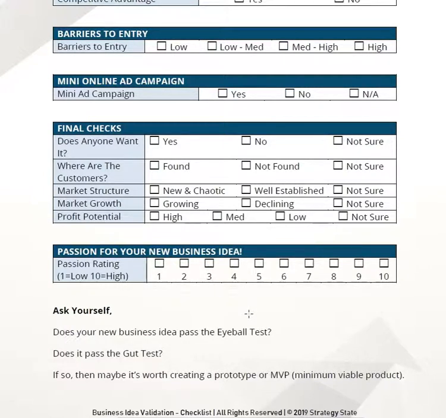Again, this checklist works best after you've read the article because it explains every step of this process and gives a lot more detailed information and links, tons of links and information on how to go about each one of these steps on the checklist.